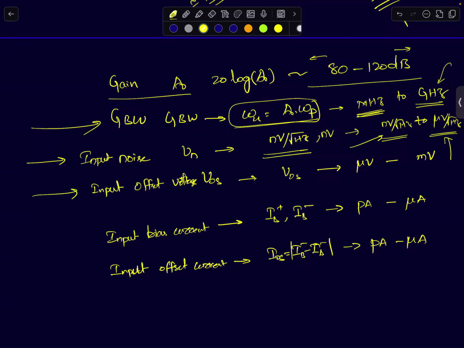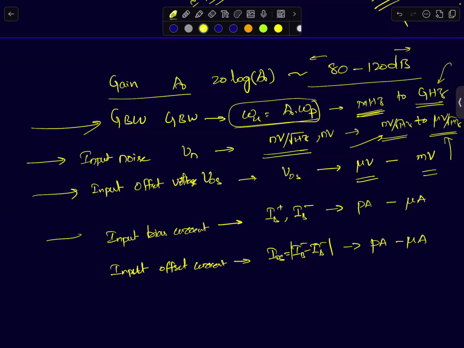Next one is input offset voltage. This we said can occur because of how the op-amp is implemented, because of mismatches. All that will cause input offset voltages, and that can be from microvolts to millivolts. Your μA741, we will look at the data sheet towards the end of the lecture. It will be in the order of millivolts.